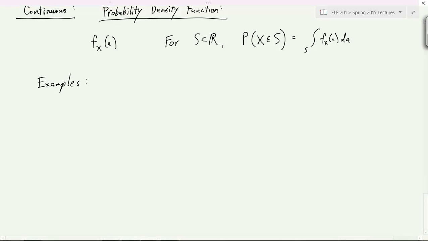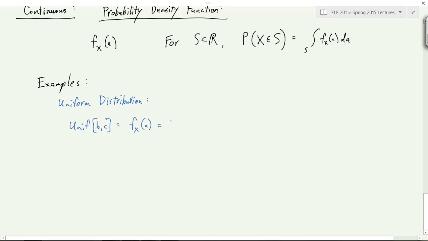Okay, we can do the, here's a uniform distribution. We might denote this as uniform with two numbers, B and C. And that means that the density is equal to 1 over C minus B if the value of your random variable is between B and C.